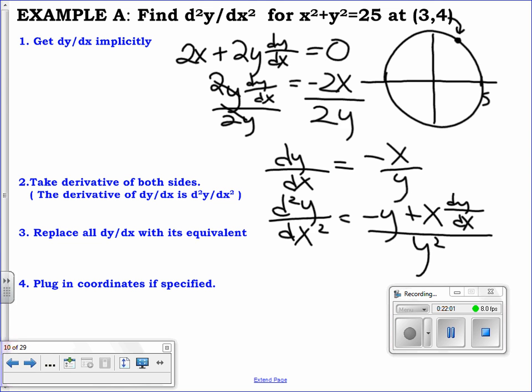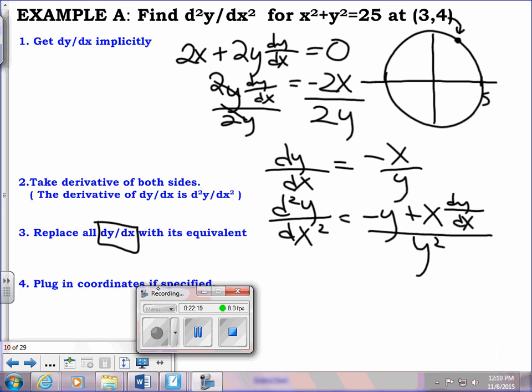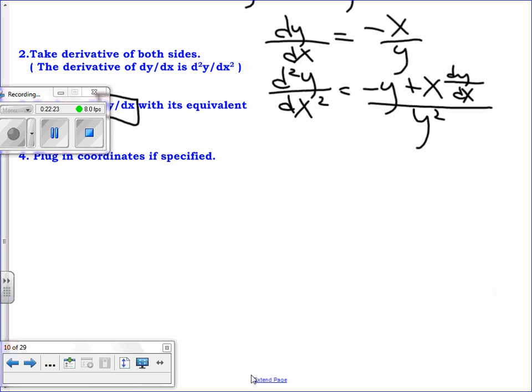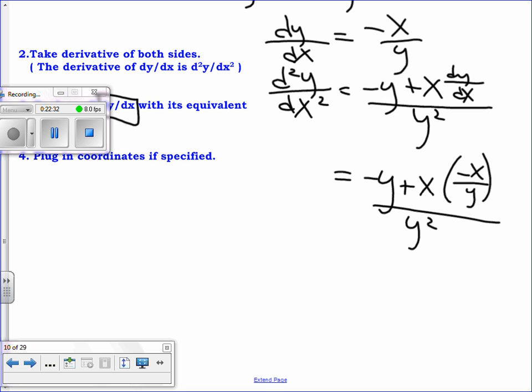We took the derivative of both sides, but we don't want our second derivative in terms of the first derivative. We want it in terms of x and y. So we're going to replace any dy/dx with its equivalent. What does dy/dx equal? Negative x over y. So wherever we see a dy/dx, we're going to substitute in negative x over y. So our second derivative is negative y plus x times negative x over y, all over y squared.